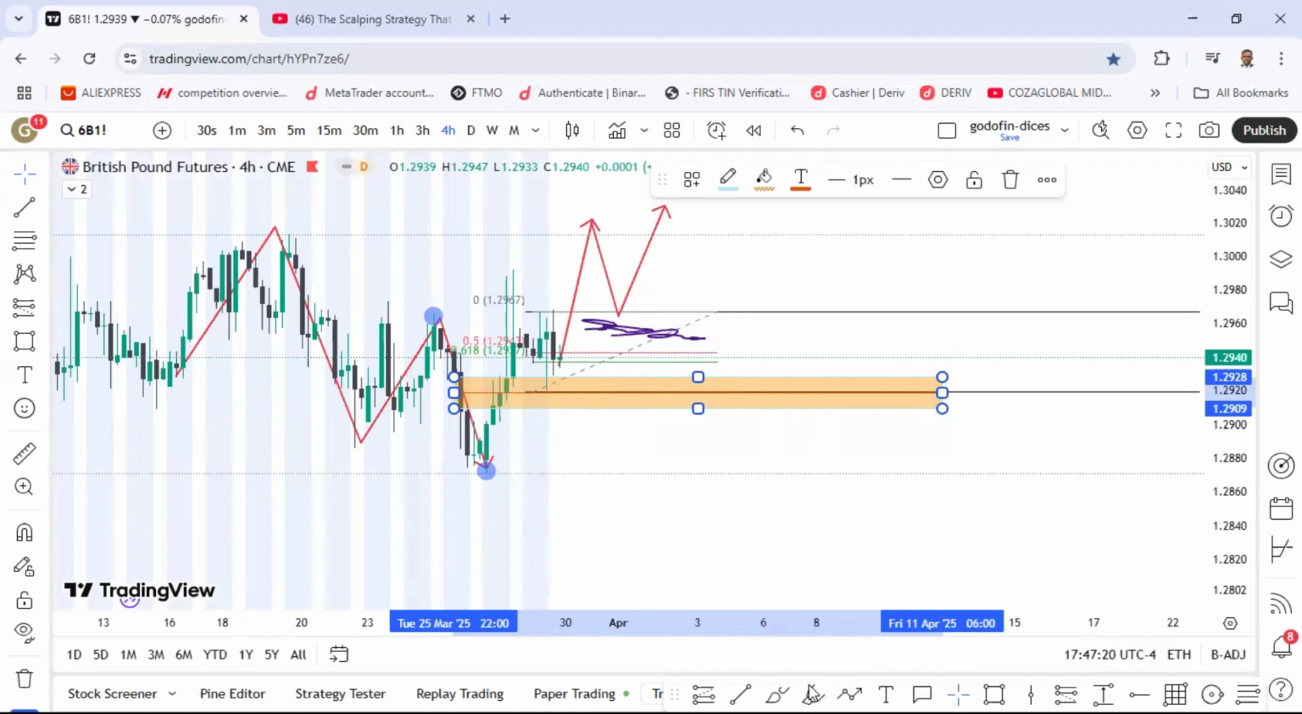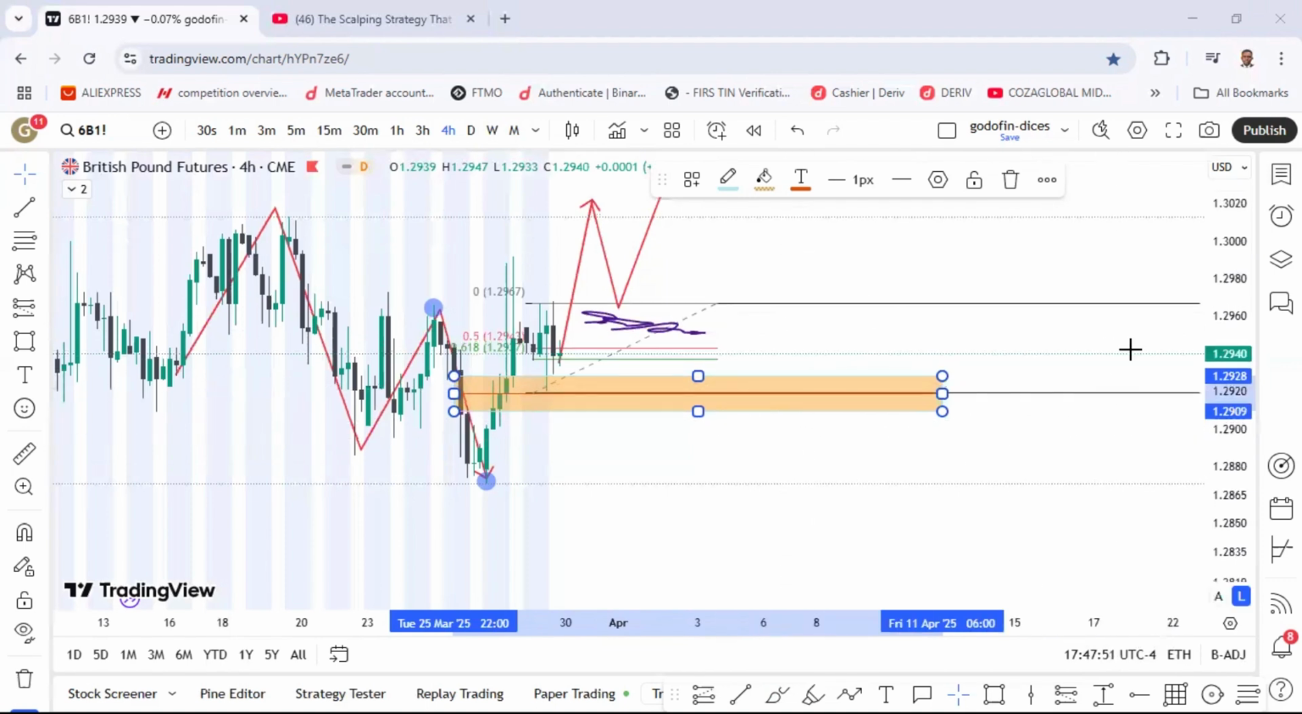So if you are following, briefly, this is what I'll be looking for today, or going into this week on GU. So if you have any question, bro, you can just ask. But I'm not going to be going into DXY, because most likely the DXY is going to be an inverse of the analysis we are looking at.